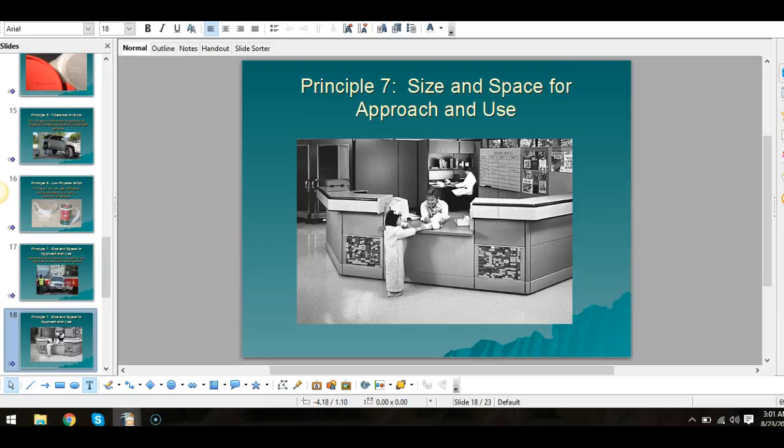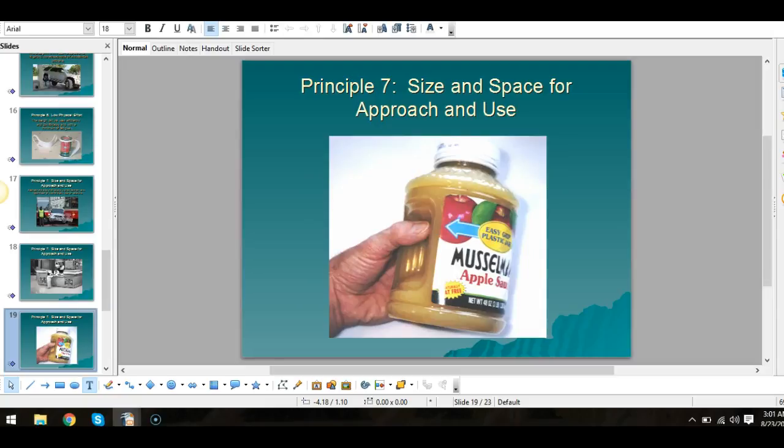Here's a picture of a counter that's really low, so small children can see over the counter. And the person, it looks like it's a pharmacy, is leaning down to the child, so they are at their level. So here the size and space for approach and use is well maintained in this picture. Another image is of another sauce in a bottle that is really easily opened and can fit into someone's hand.